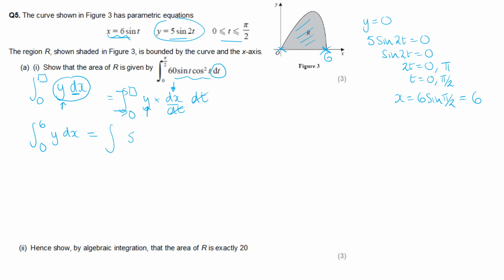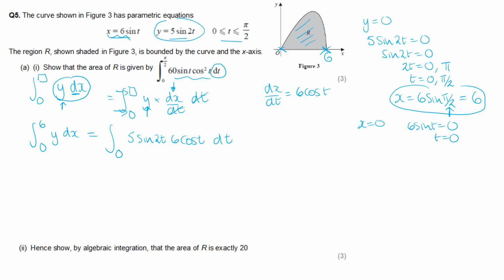So really we are integrating between 0 and 6 of y dx, and that is equivalent to, in terms of t, the 5 sine 2t times the differential of x, dx by dt, which is equal to 6 cos t. So that would be times 6 cos t. And then we would be doing dt. And now all we need to do is get in our limits. So when x is 0, t is going to be 0. So when x is equal to 0, 6 sine t is equal to 0, so t is equal to 0. And when x is equal to 6, well, we've already done that. We know that the t was pi by 2.